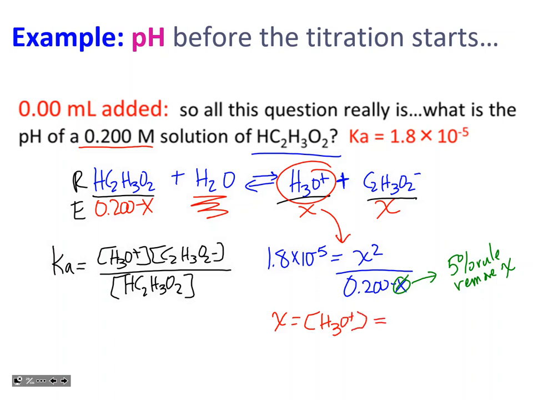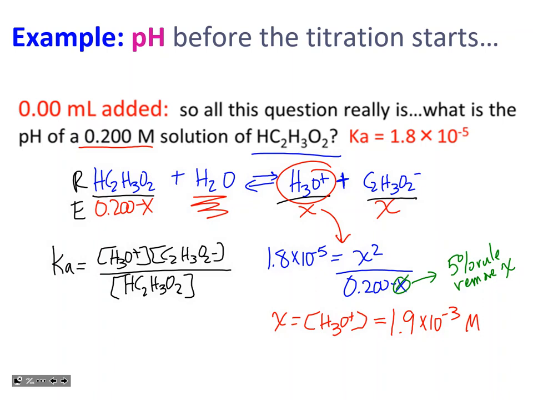What is our concentration of our hydronium? Concentration of hydronium. What do we get there? Maybe 1.9 times 10 to the minus 3? Yes. All right, good.